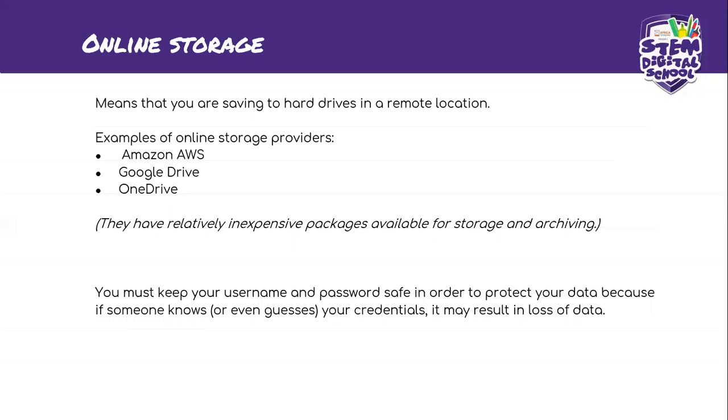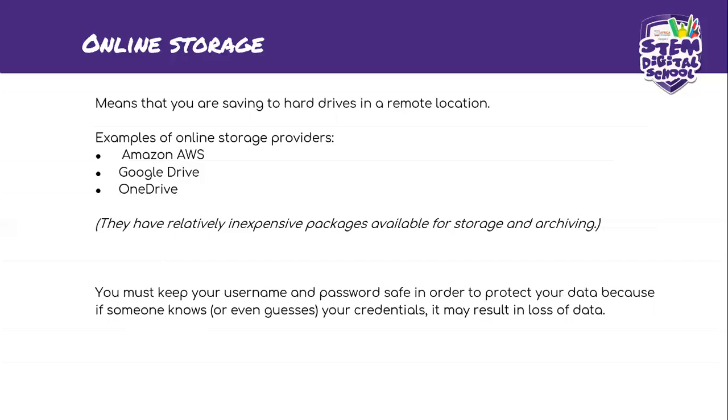What do we mean by online storage? Online storage means that you are saving to hard drives in a remote location. Here are examples of online storage providers: OneDrive, Google Drive, Amazon AWS. With these, you are saving to hard drives in a remote location. These hard drives are online. They have relatively inexpensive packages available for storage and archiving.